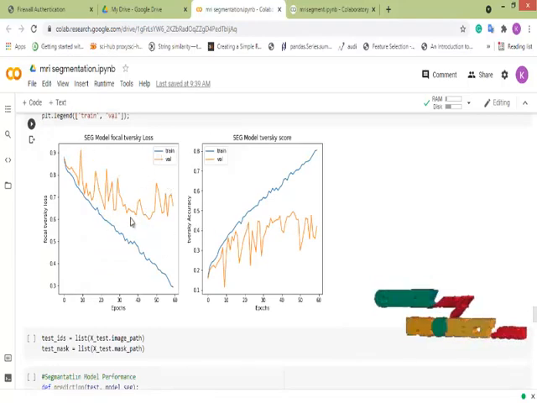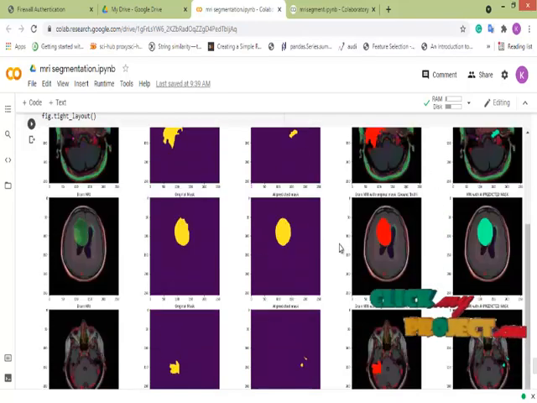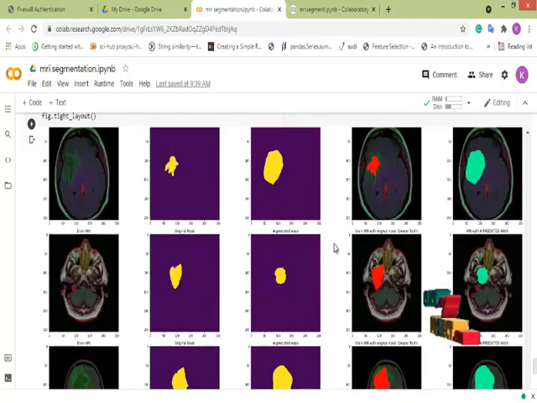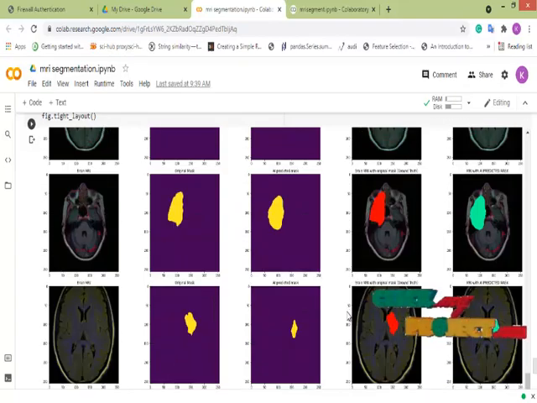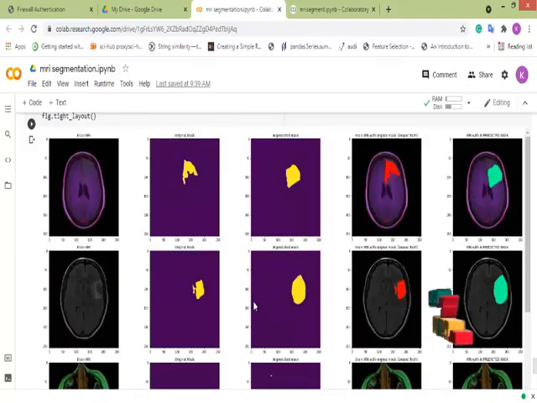So this is the loss graph and this is the accuracy graph. The final visualization result is like this. This is the original image, this is the original mask, and this is the predicted mask. This is the ground truth of the original mask and this is the predicted mask. It comes for all the images like this. So this is the final prediction visualization, the prediction using VGG19 U-Net. It is visualized like this.